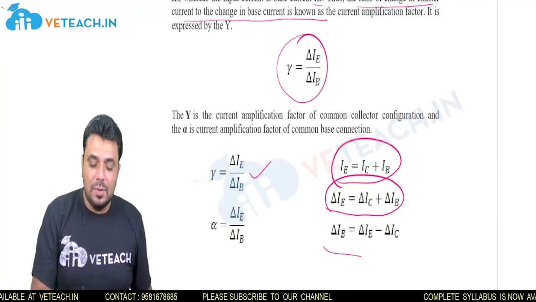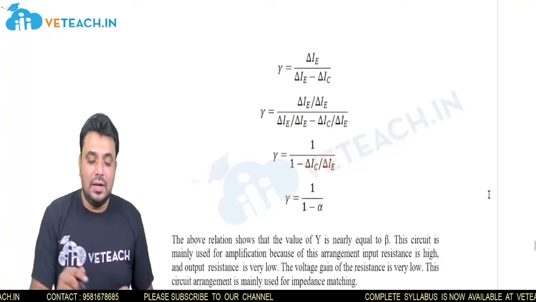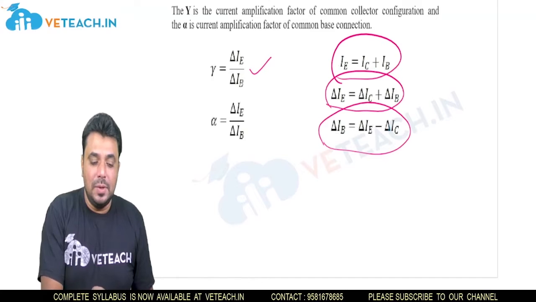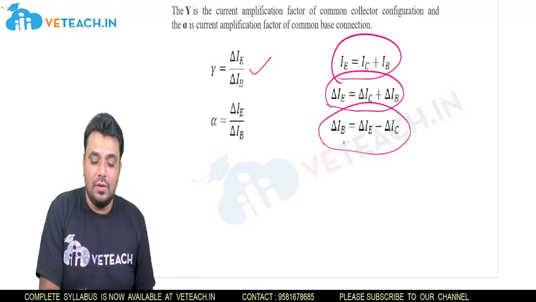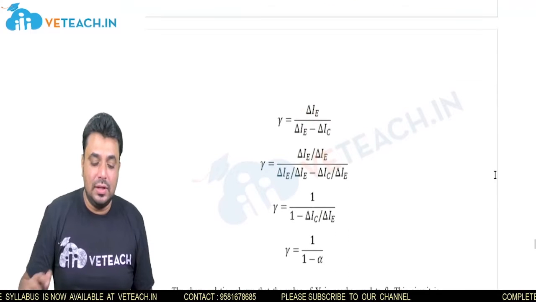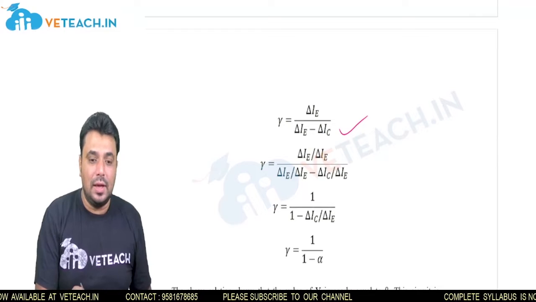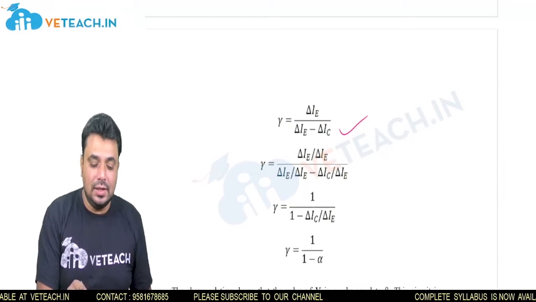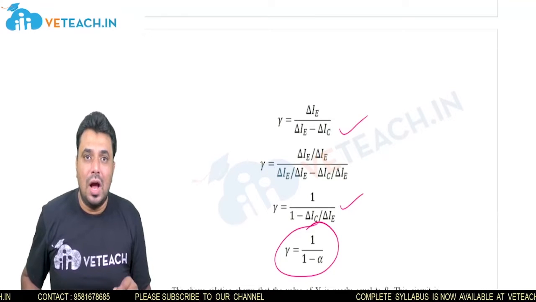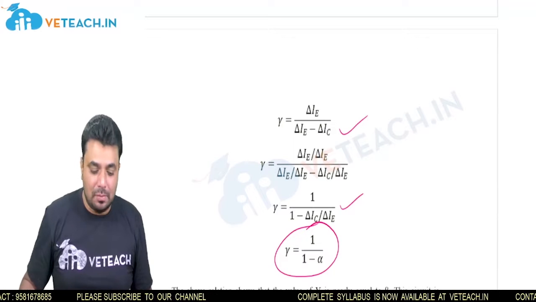Here we can take del IB equal to del IE minus del IC. From the above equations we can write down alpha equals del IC by del IE. Here we have the del IE value and the del IB value. Then, if you substitute like this and divide by del IE, it becomes like this. Finally, this is the relation between alpha and gamma. So gamma equals 1 by 1 minus alpha.